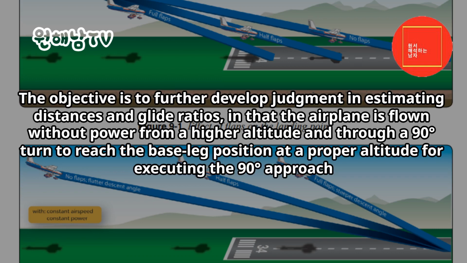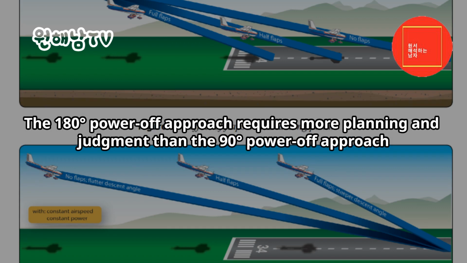The objective is to further develop judgment in estimating distances and glide ratios, in that the airplane is flown without power from a higher altitude, and through a 90 degrees turn to reach the base leg position at a proper altitude for executing the 90 degrees approach. The 180 degrees power off approach requires more planning and judgment than the 90 degrees power off approach.